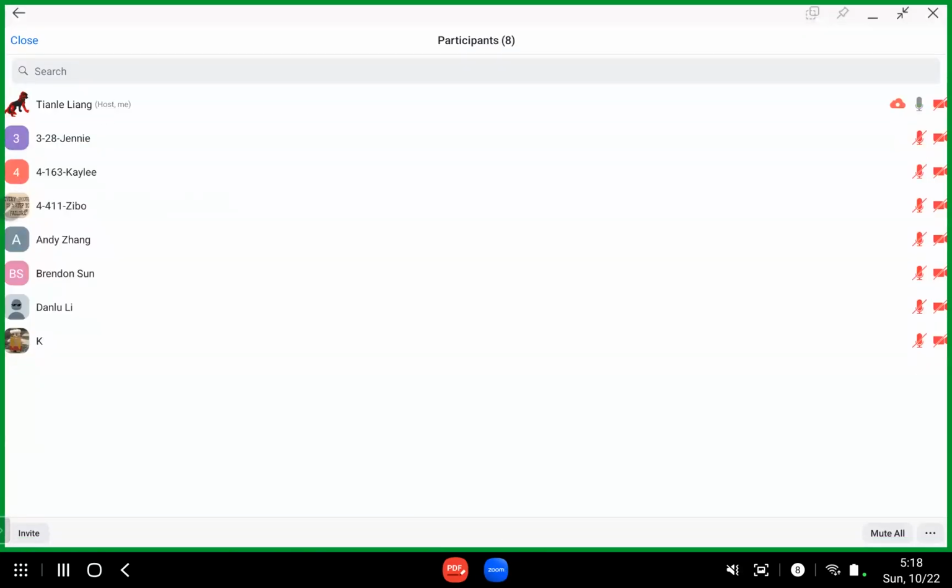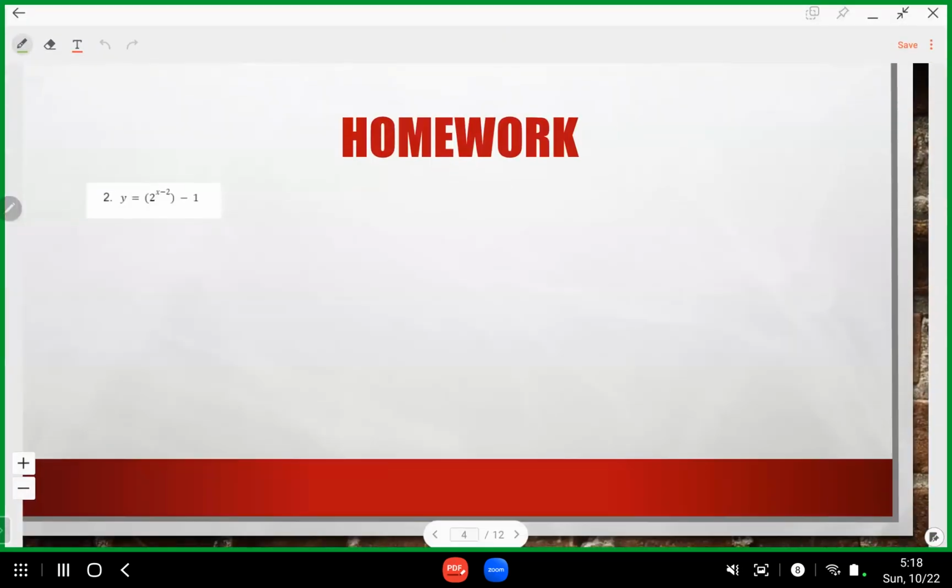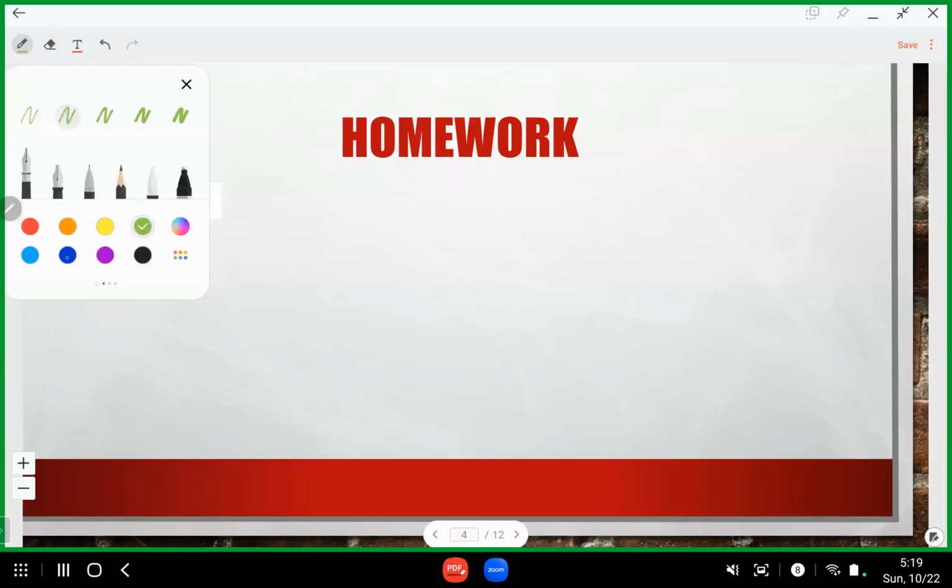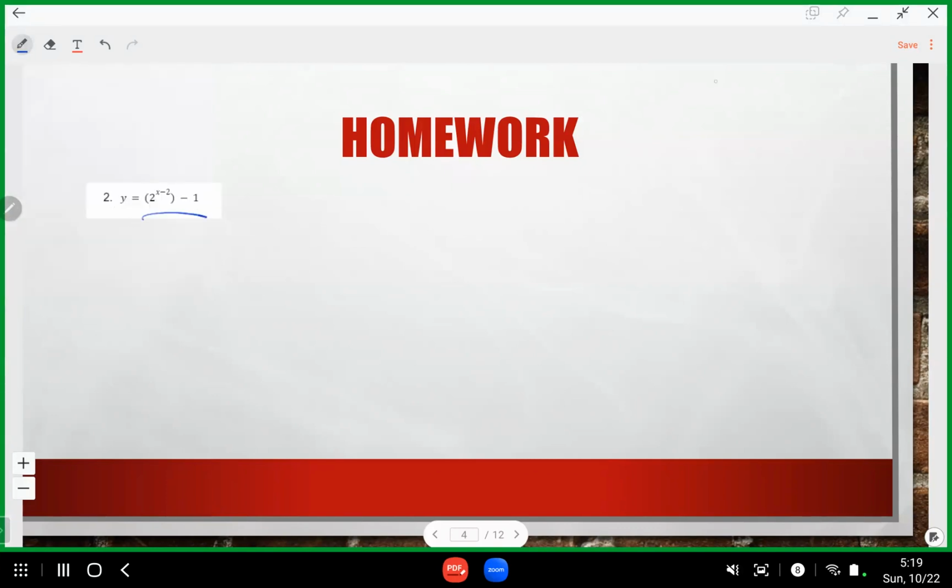Okay, so let's go over this again. So who else can help this time? How about Jenny? Jenny, can you help graph this or not? Okay, how about Dan Lu? Dan Lu, can you come help and graph this? All right, so first of all, which kind of function is this? Is this exponential or logarithmic? Exponential. Right, so exponential, again, pull up the parent graph here.